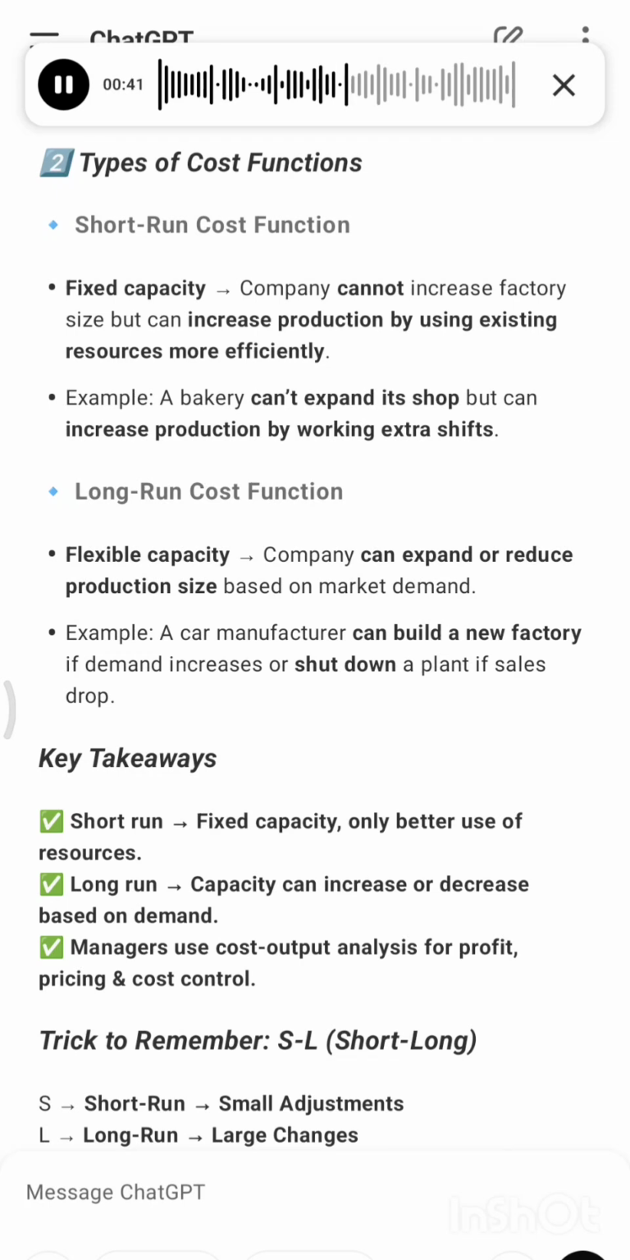Long-run cost function. Flexible capacity. Company can expand or reduce production size based on market demand. Example, a car manufacturer can build a new factory if demand increases or shut down a plant if sales drop.